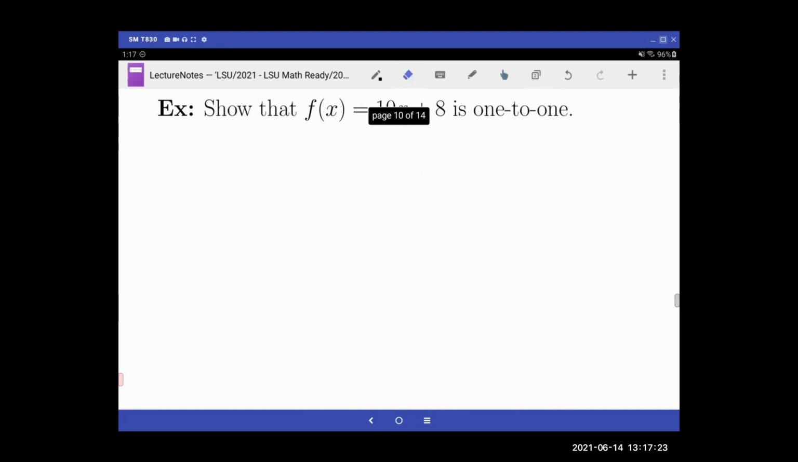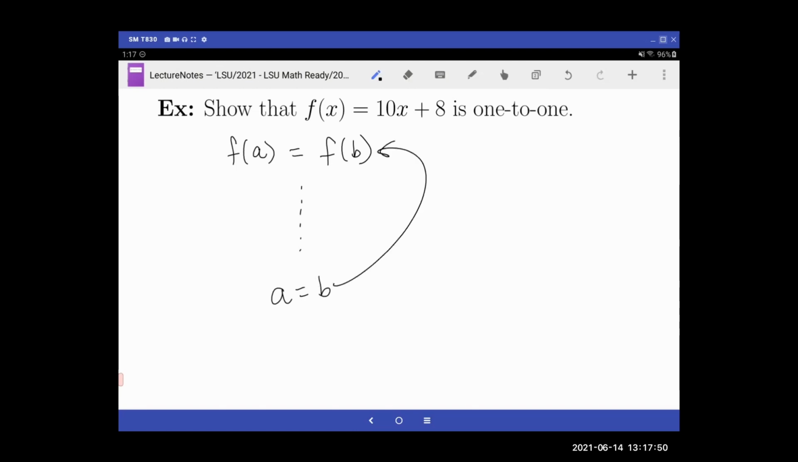All right, well, let's go back to this example here. f of x is equal to 10x plus 8. I want to check to see if it's one-to-one. I'm going to start off with my base assumption that f of a is equal to f of b. I'm going to start with this assumption and work it out. If I get a equals b as my conclusion, then I can assume that my original assumption was correct.